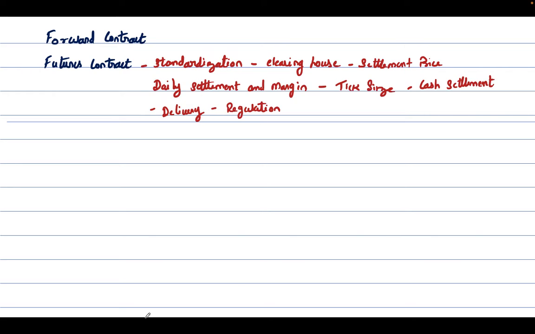Each day settlement is based on the tick size, and cash settlement is made daily, and on the date of delivery, if it is not possible, the underlying asset will not be delivered. But if it is delivered, the counterparty is obliged to deliver it to the exchange, and the exchange is obliged to deliver it to the person with the long position. And finally, as I said earlier, it is fully regulated.